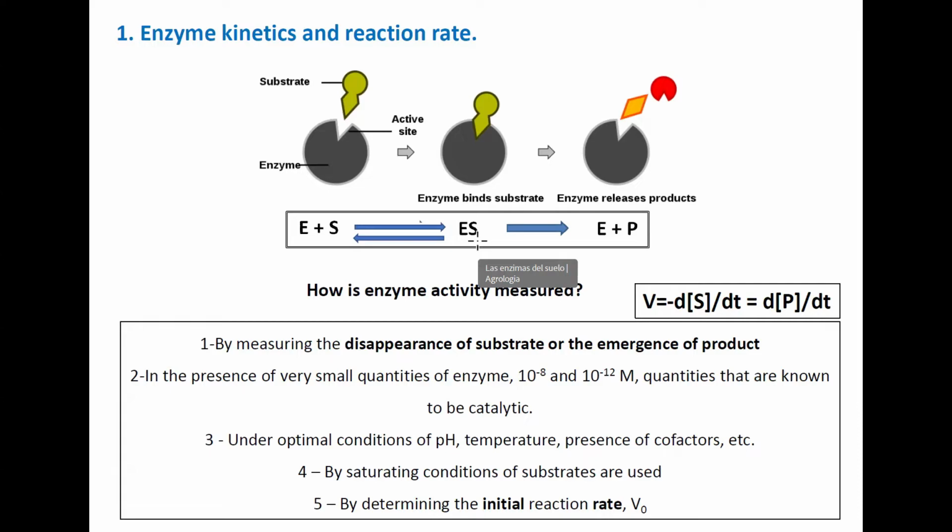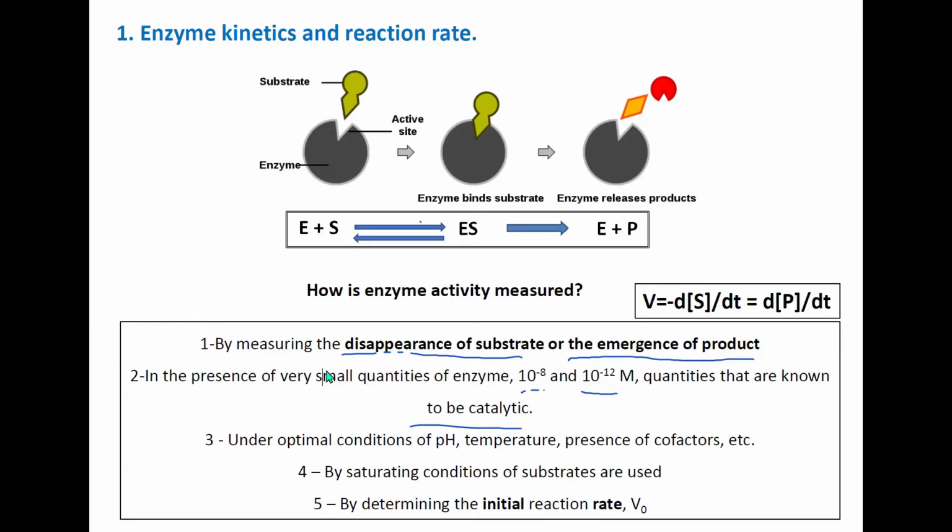So there are different ways of measuring the enzyme catalyzed reaction. Number one, you can measure it by the disappearance of substrate or the emergence of product. That is one way to do that. And then the second way is the presence of small quantities of enzymes, let's say 10 raised to the power of minus 8 and so on, quantities known to be catalytic. So you can have an idea of the quantities of the enzymes that are known to be catalytic, and if you know that, then you can use that to measure the activity of the enzymes.